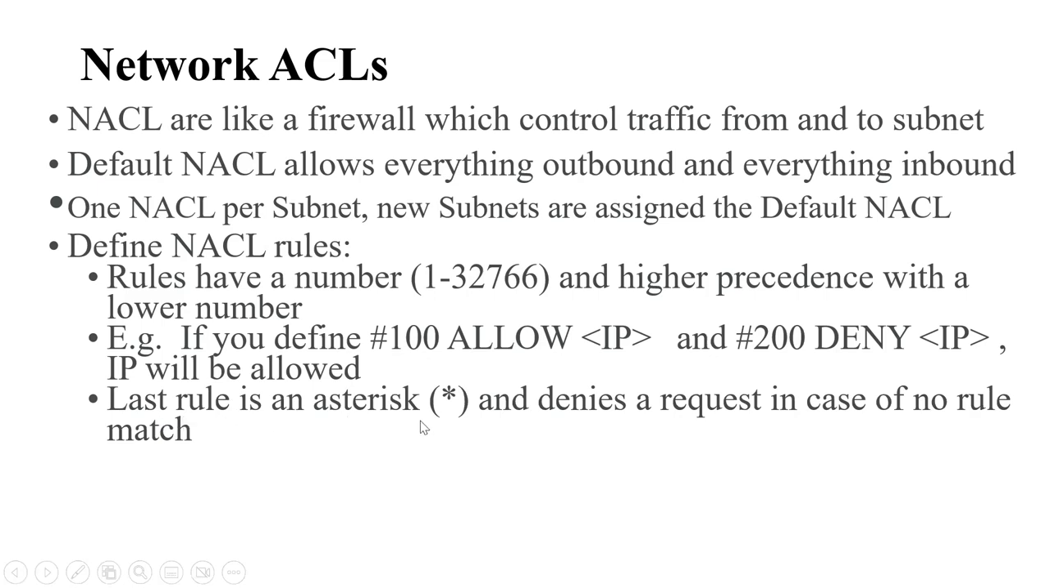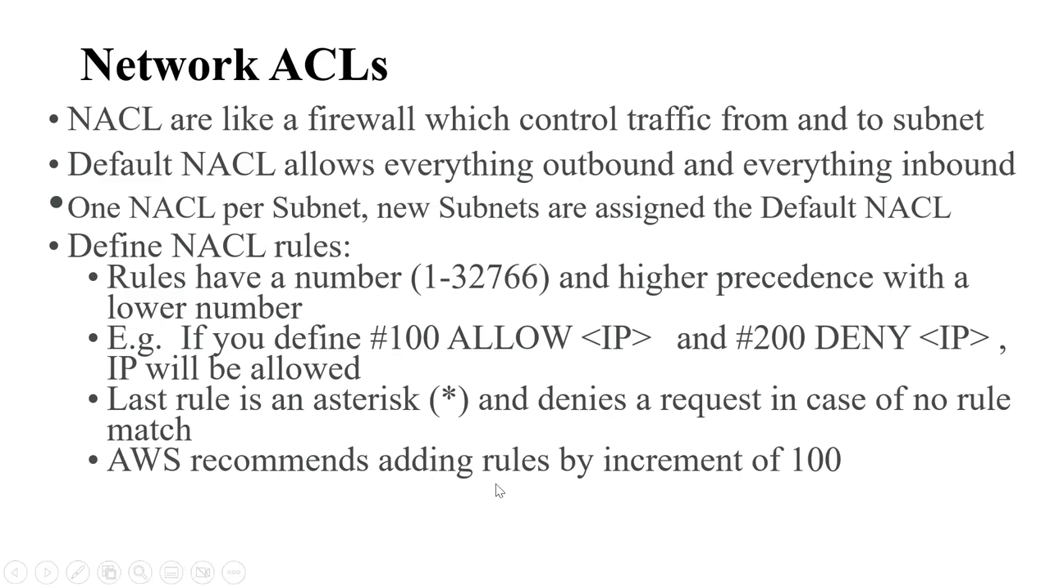The last rule is an asterisk. Suppose a request is received but it doesn't match any rule. For example, an IP address has been received, but we didn't define that IP address in the source. Then it applies the asterisk rule, which means the other rule, and denies the request in case no rule is matched. For that IP address and service, if no rule is defined, the request is denied.